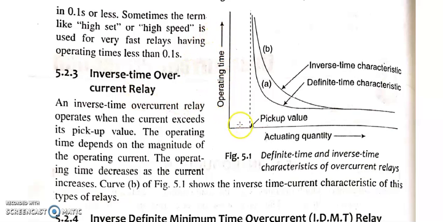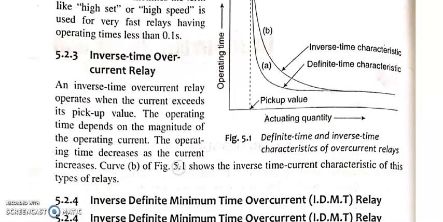Hope you understood this graph. The x-axis is the actuating quantity and the y-axis is the operating time. The actuating quantity may be in terms of current or something else. Whenever the pickup value is crossed, your relay starts to operate. For figure B, you can see it takes much less time compared to figure A; the curve is much lower compared to curve A. Hope you understood this inverse time overcurrent relay. It depends on the magnitude of the operating current. The first two do not depend upon the magnitude of the operating current.